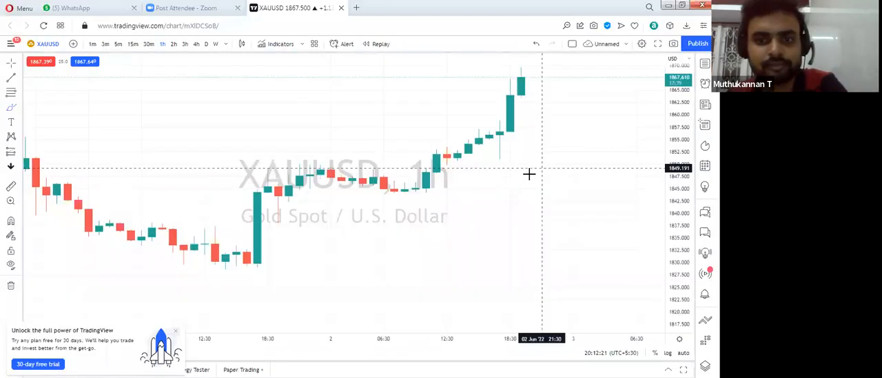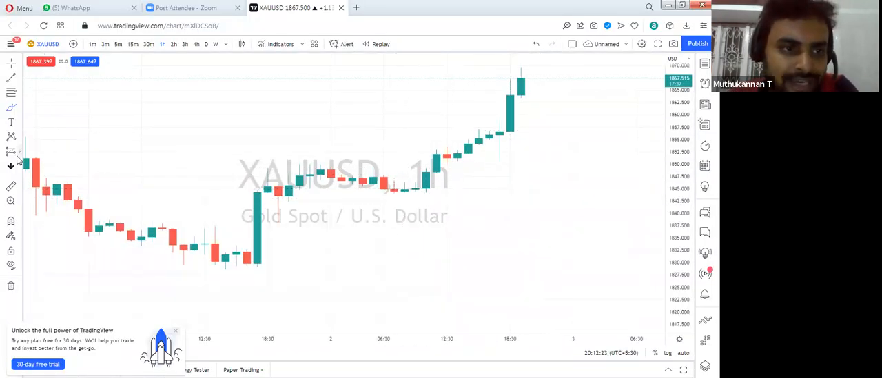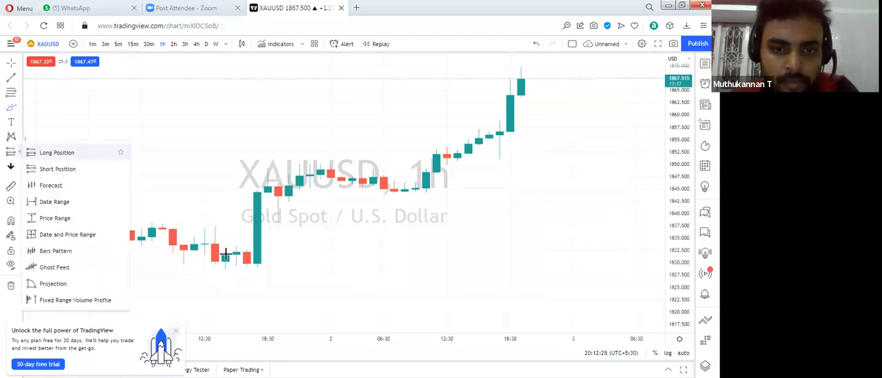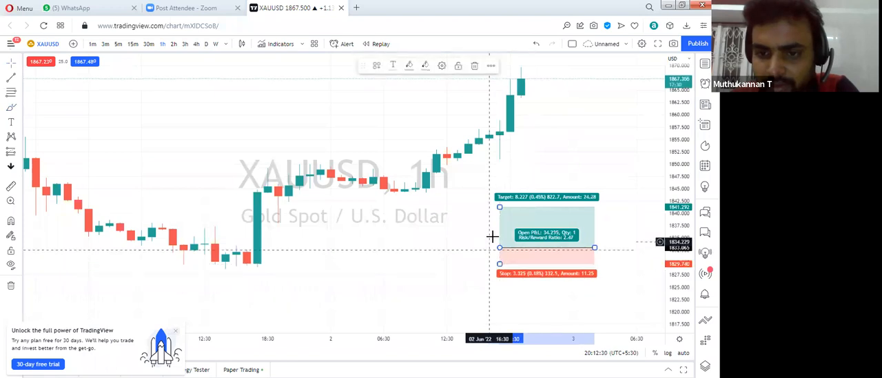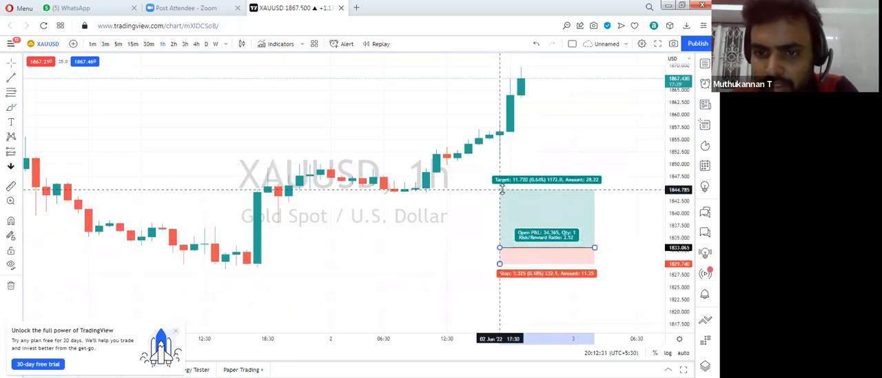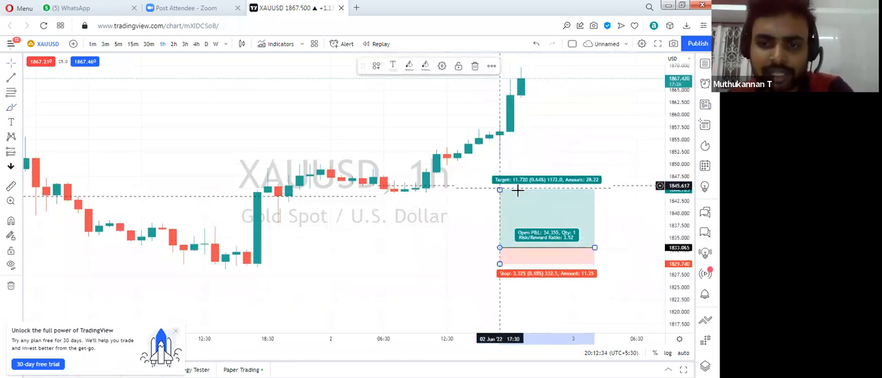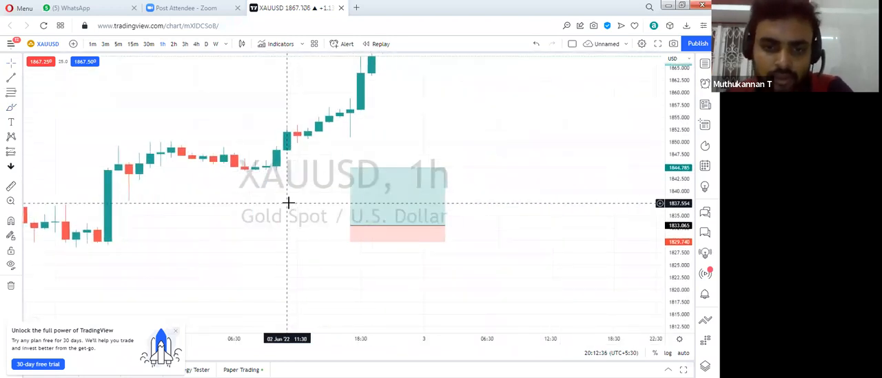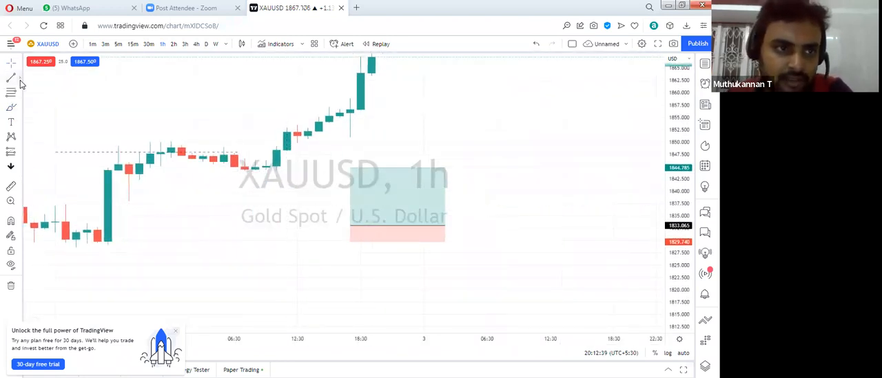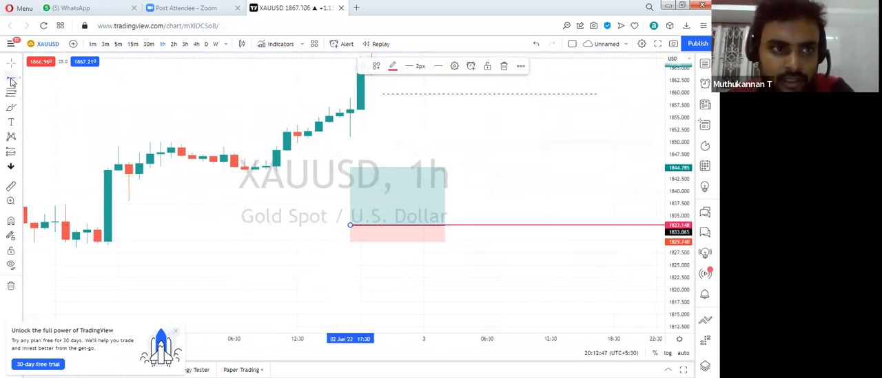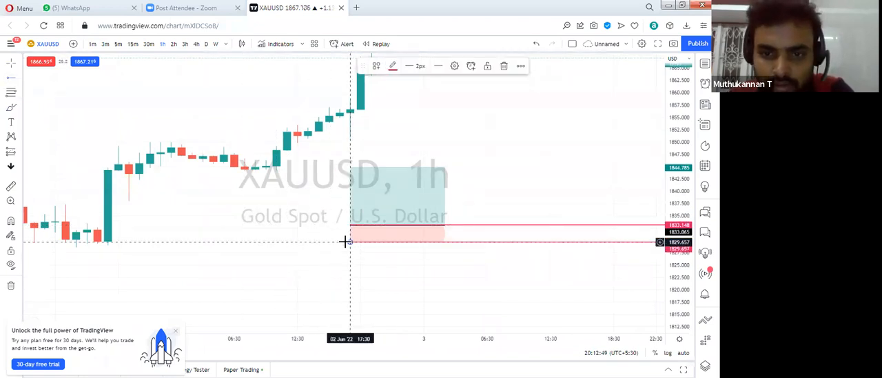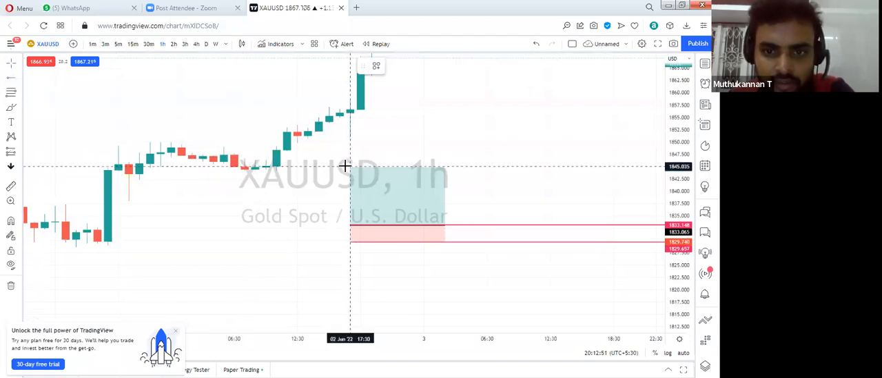For example, if you are buying from here and putting 200 points somewhere, you are setting your target here. What is this, guys? Here you will be buying, right? Let me take a horizontal ray. This area will be buying, correct? And in this area you'll be putting your stop loss. And here this is your target, correct?